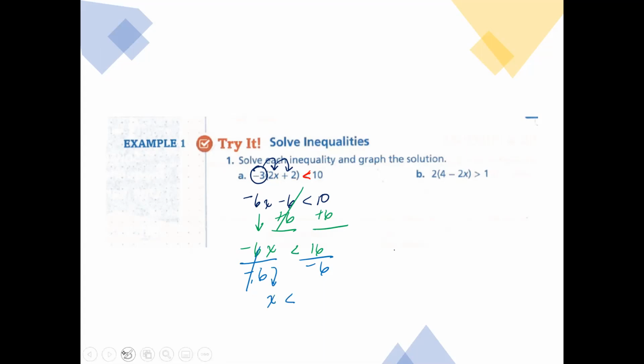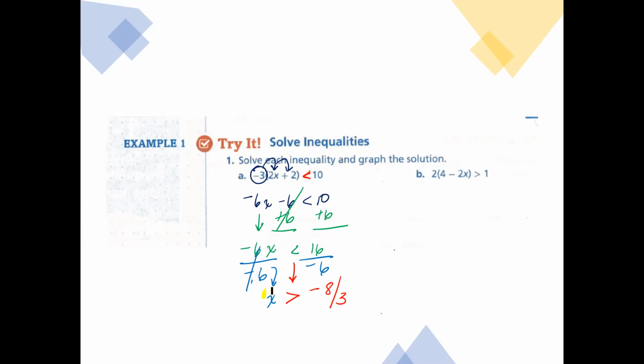And because I divided by a negative, you have to switch the inequality sign. So watch the inequality sign. It switches over to a greater than symbol. And then I'm going to have 16 divided by -6, so I'm going to have a -8/3. And that is my answer.